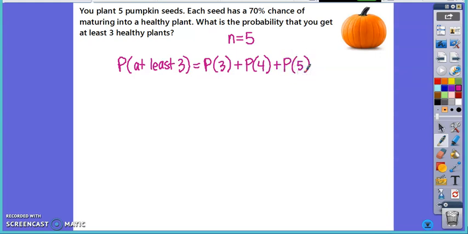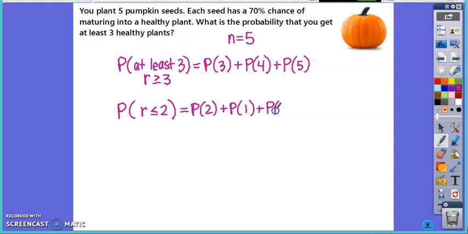And I've trained you hopefully that when you see the words at least, you think about the complement. So what's the complement of r being greater than or equal to 3? That would be r being less than or equal to 2, if you think about it. So that would be the probability of 2 or 1 or none, which actually wouldn't save us any time in this case. So we're probably just going to do the original problem then.